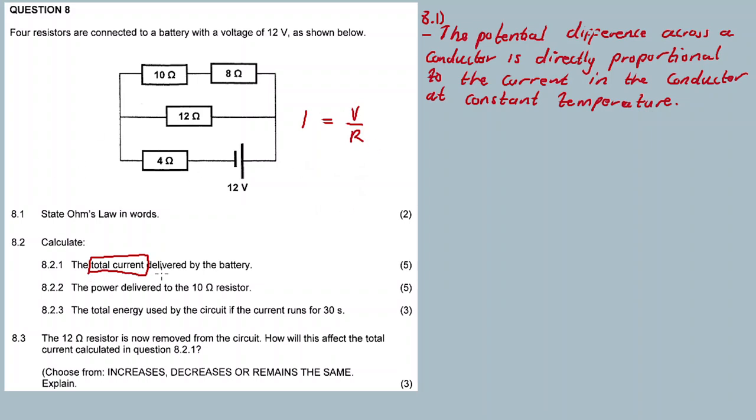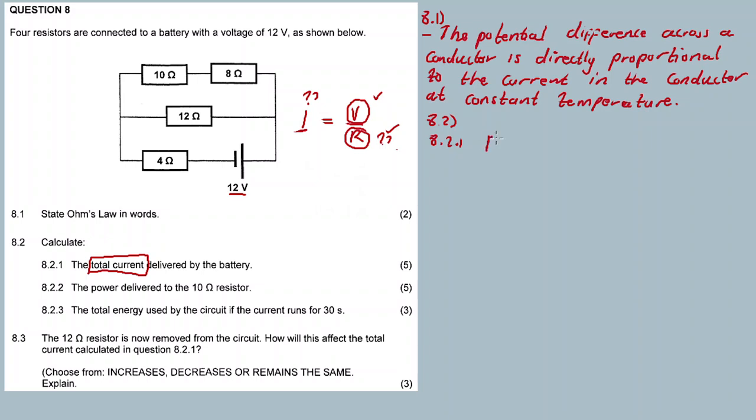Since we want the total current delivered by the battery, according to the formula I need V, but the V must be the total voltage. I do have the 12. I also need R, which should be the total resistance of the circuit. I don't have it, so I need to calculate the total resistance before I can calculate this. So in 8.2.1 we want the total current.